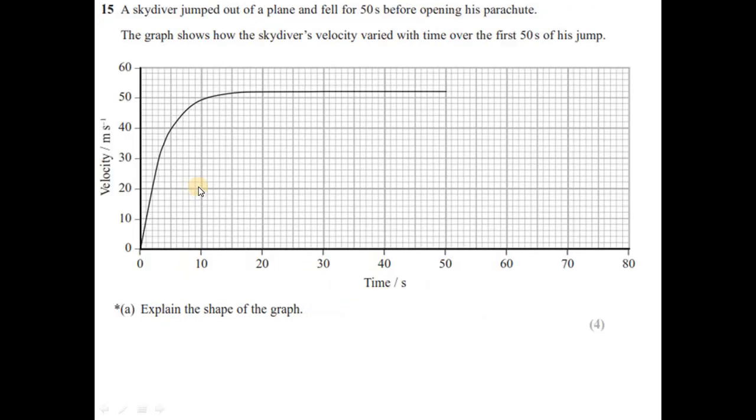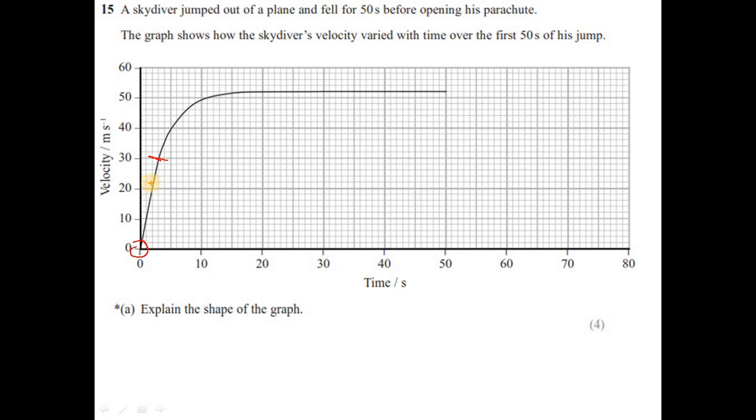Okay, question number 15. A skydiver jumped out of a plane and fell for 50 seconds before opening his parachute. The graph shows how the skydiver's velocity varied with the time over the first 50 seconds of his jump. Okay, this is 50 seconds, so this is the total time graph, and basically in this graph we have three regions to understand. If you start from origin and somewhere here, we can assume that it's a straight line.